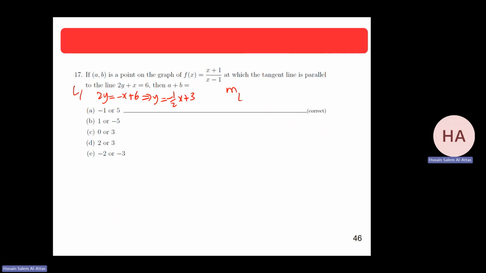The slope of L1, so let me say the slope of the tangent, m tangent, will be the slope of L1, which is minus half. Now we need to find the derivative. So I need the derivative at a equal minus half. At the point of tangency, this is a. This is the point of tangency. Okay, so f prime, let me do f prime at x here.